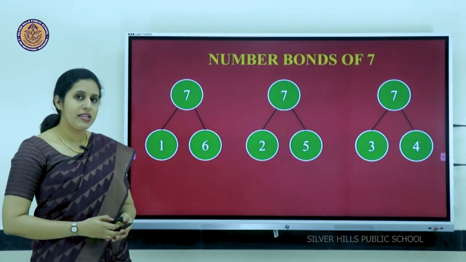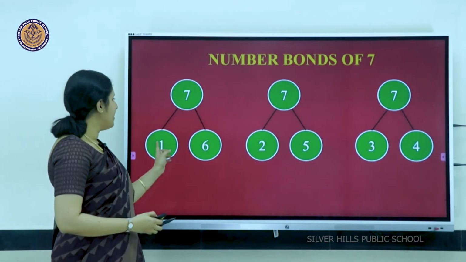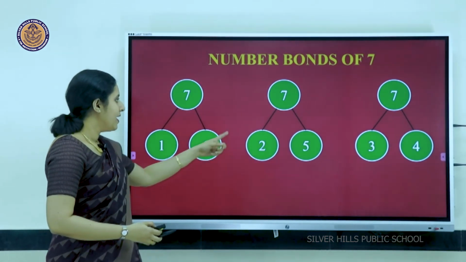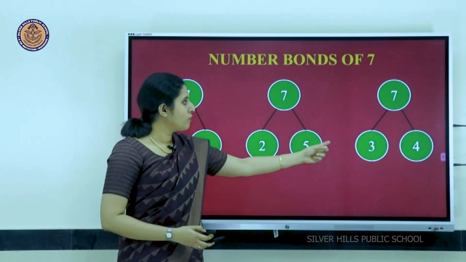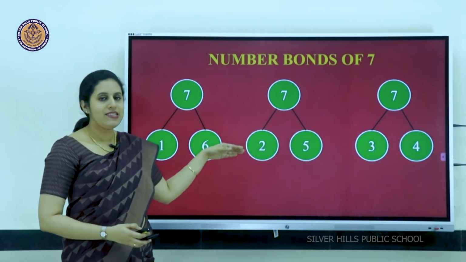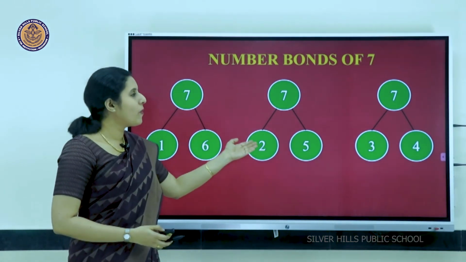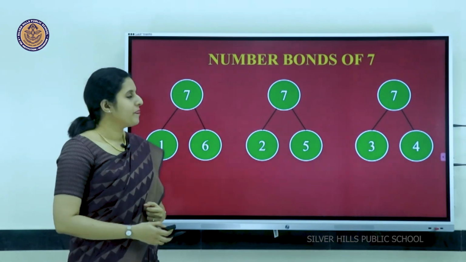Can you think about any other number bonds of 7? Actually, when you think about it, you will say 6 and 1, 5 and 2, 4 and 3, which is the same as these 3. Just that it is in the reverse form. So these are the 3 number bonds of 7.